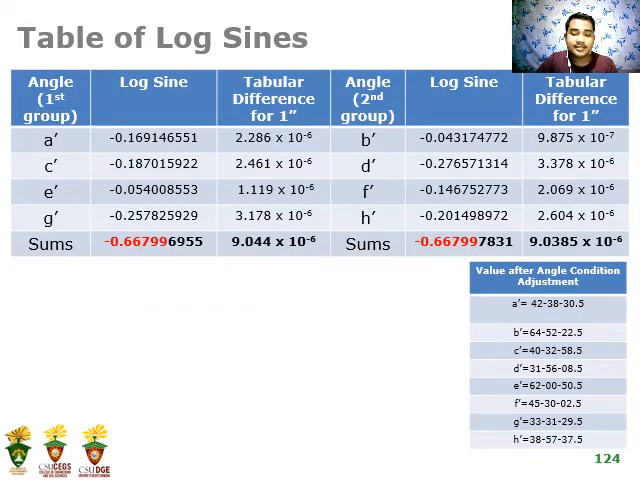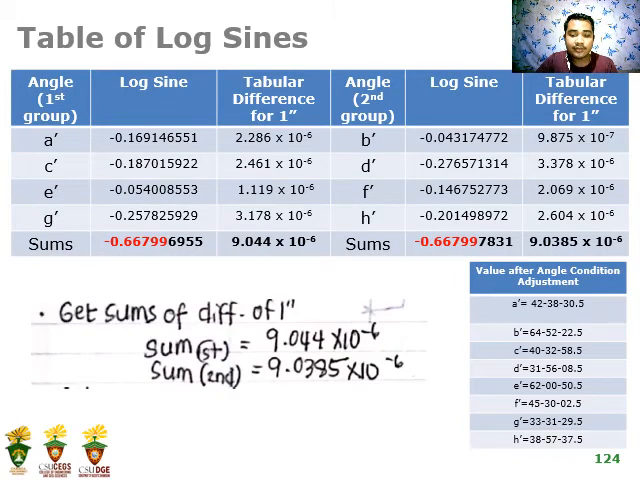The next is we're going to get also the sum of the difference of 1. As I discussed earlier, this value is for the first group, and this one is added for the second. It's just a sum: you add the tabular difference of 1 of the first group and the tabular difference of 1 of the second group.